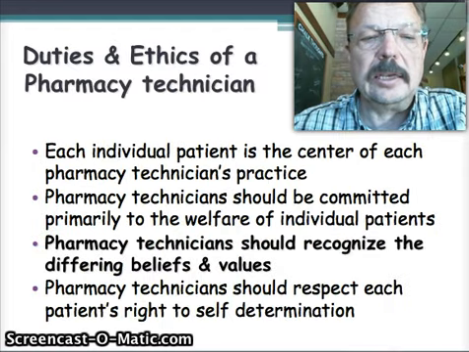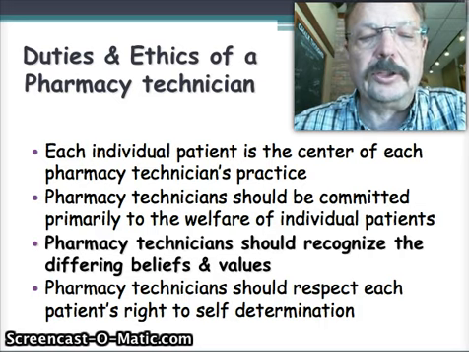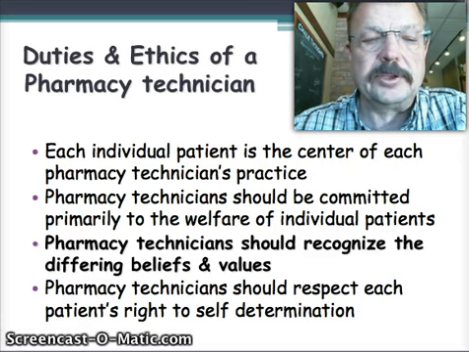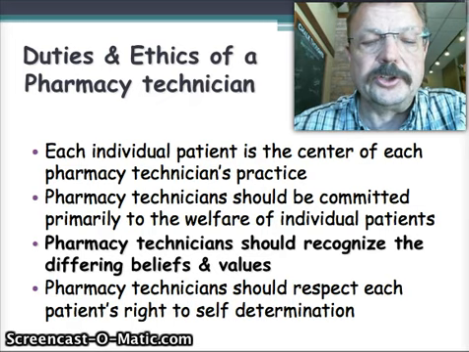The duties and ethics of a pharmacy technician. Each individual patient is the center of the pharmacy technician's practice. Pharmacy technicians should be committed primarily to the welfare of individual patients. Pharmacy technicians should recognize the differing beliefs and values, and should respect each patient's right to self-determination.